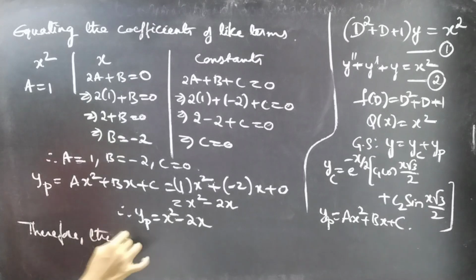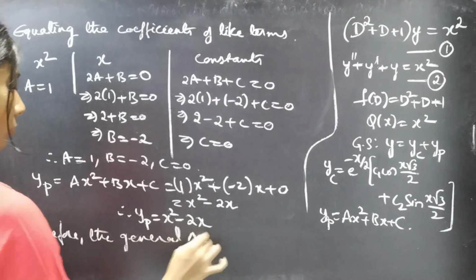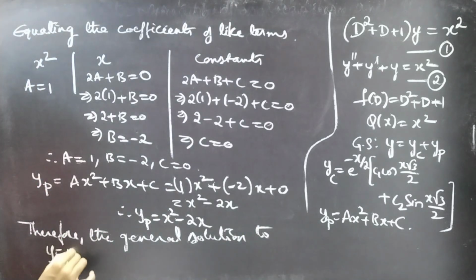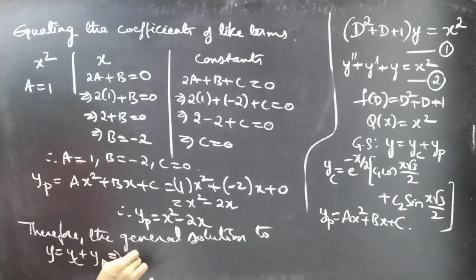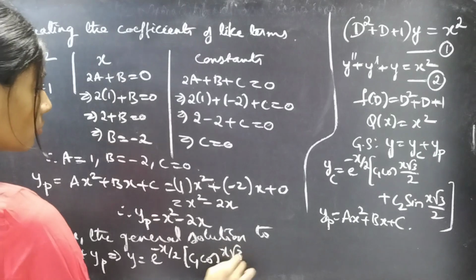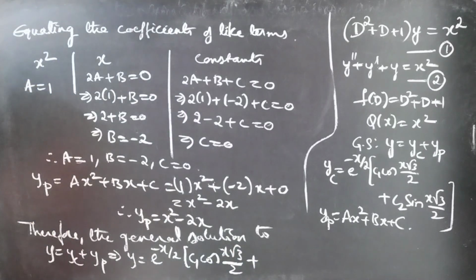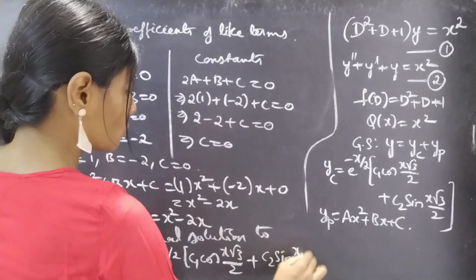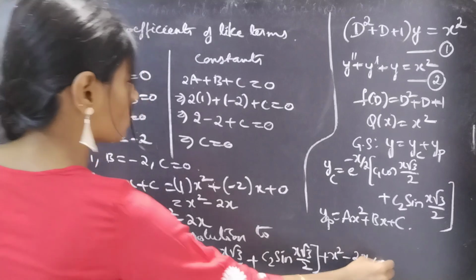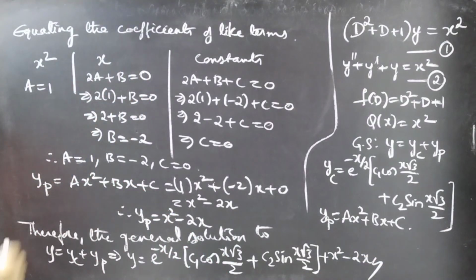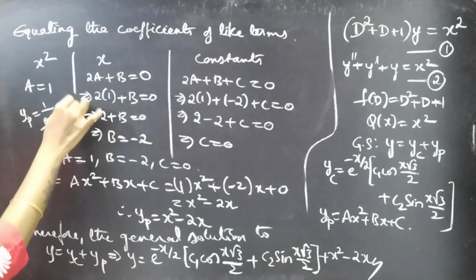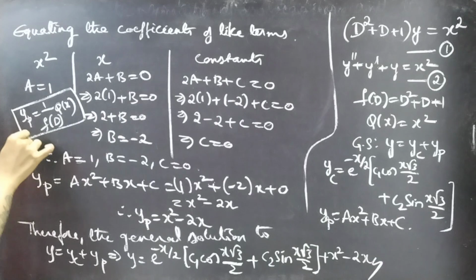Therefore, the general solution to the given equation is given by y equal to yc plus yp. Then y equal to yc, you have e power minus x by 2 into c1 cos x root 3 by 2 plus c2 sine x root 3 by 2, plus yp, x square minus 2x, which completes the problem. You can also check or verify yp using 1 by f of D into Q of x. You can verify yp using this formula.